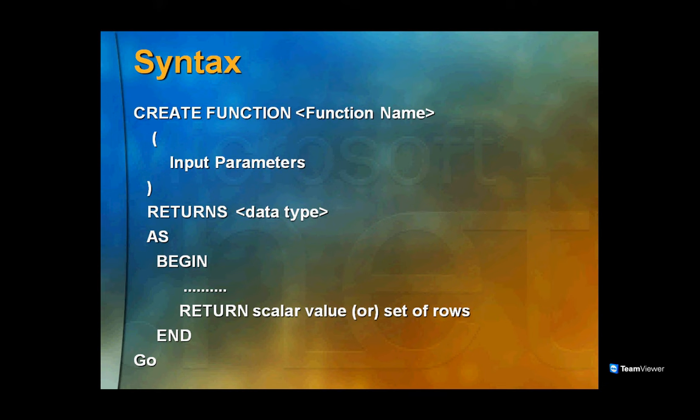How do we create a function? Create function name, input parameters. Always you have to say returns. What are you going to return? If you're going to return an integer, you say returns int, returns money, and so on. Then begin, and you need to put return scalar value or set of rows. You may return one statement or a set of rows also. This is a simple example.